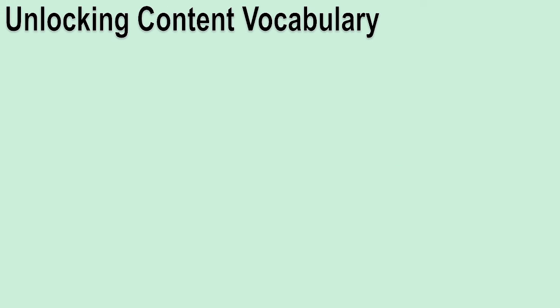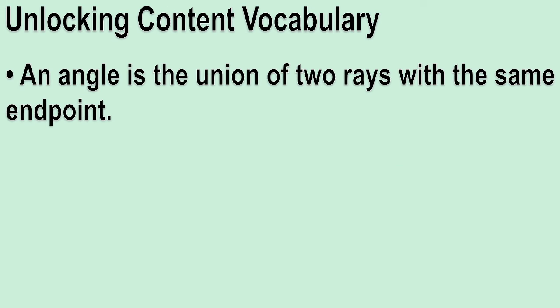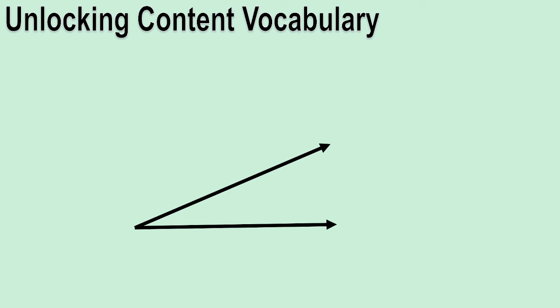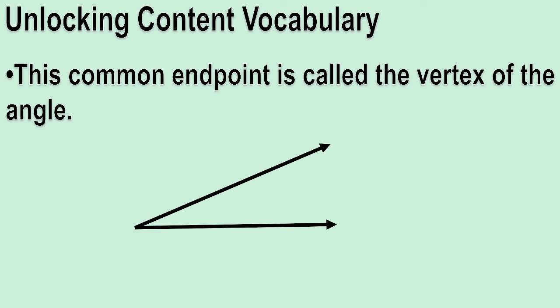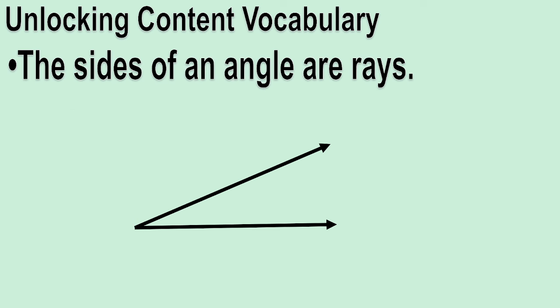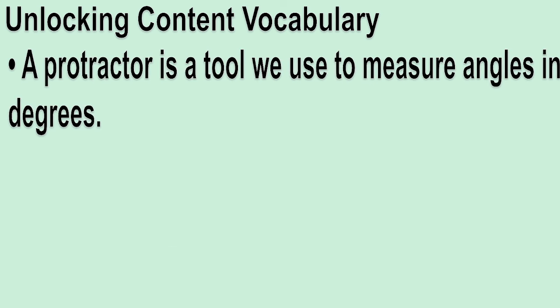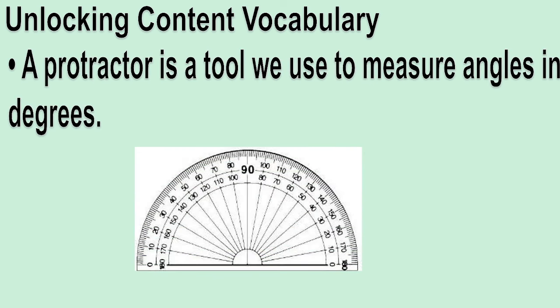Unlocking content vocabulary. An angle is the union of two rays with the same end point. This common end point is called the vertex of the angle. The sides of an angle are rays. A protractor is a tool we use to measure angles in degrees.